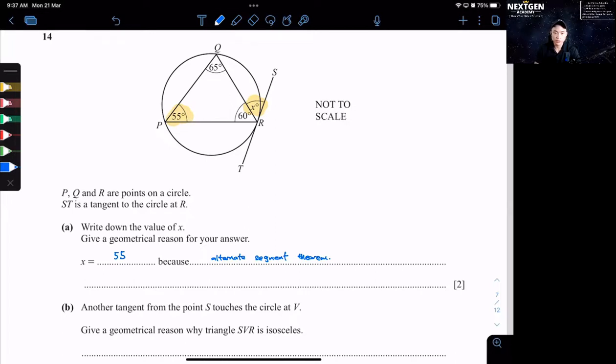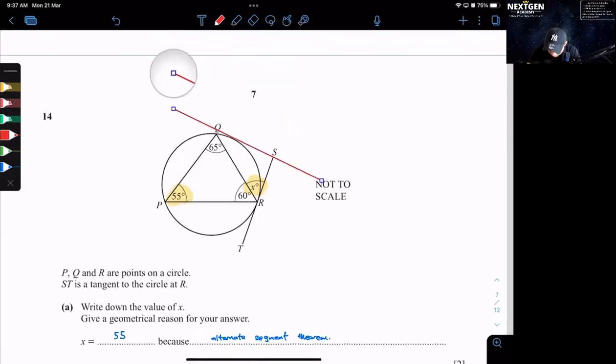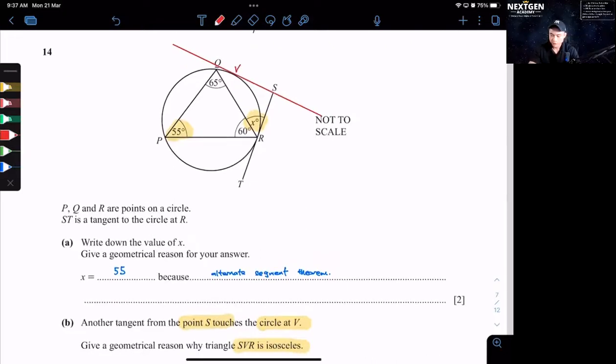Next, another tangent from the point S touches the circle at V. Give a geometrical reason why triangle SVR is isosceles. So they say touches, which means it is a tangent, and it touches at S. So there's this point here, go through S, and this is a tangent. If I were to draw it out, V will be here.